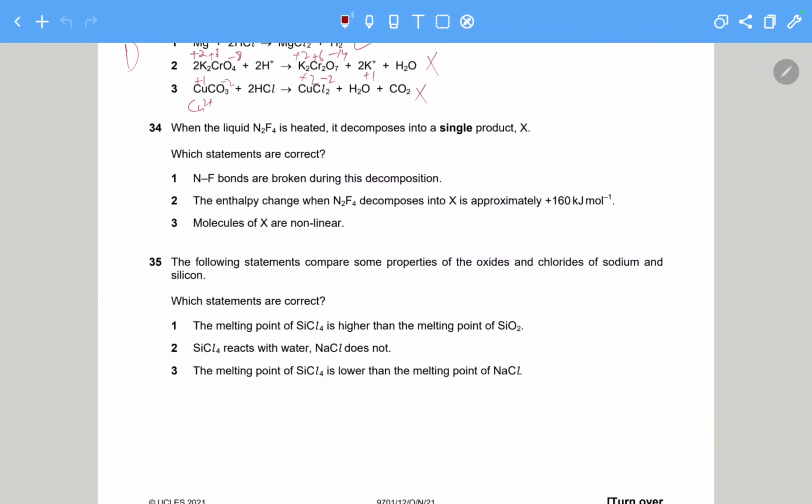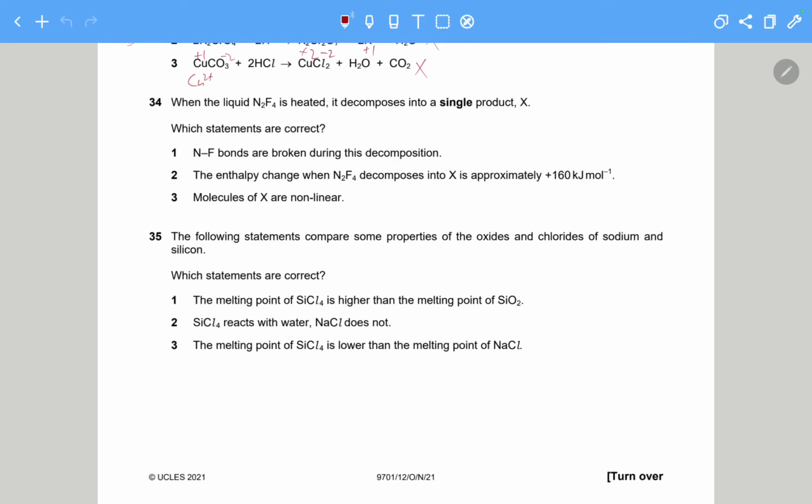Question 34. When the liquid N2F4 is heated, it decomposes into a single product X. Which statements are correct? NF bonds are broken during this decomposition. That's wrong, because if you look at what's happening, this is N2F4 and it gives NF2. So each nitrogen is still bound to 2 fluorines. So NF bonds are not breaking during this decomposition.